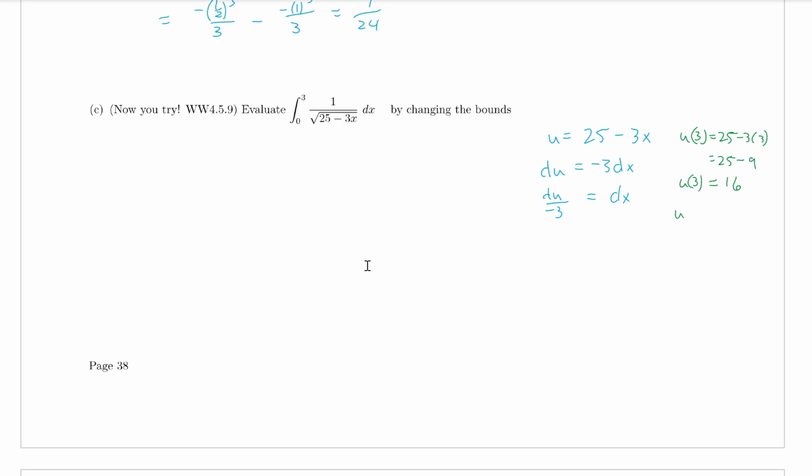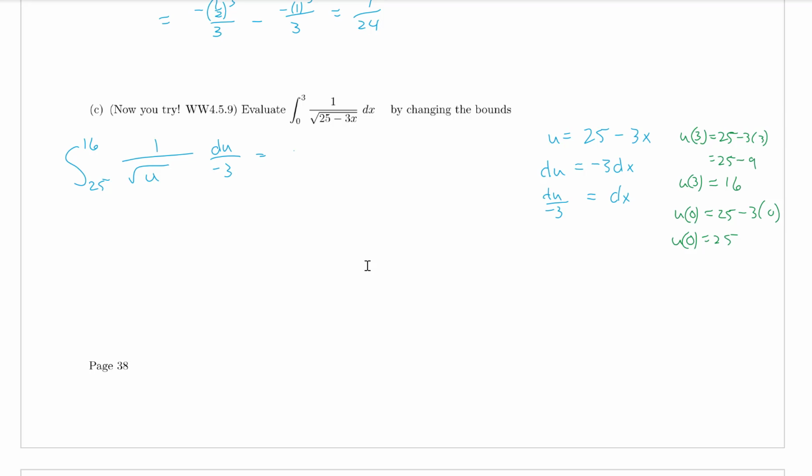And u of 0, which is 25 minus 3 times 0, which is 25. So when I convert my definite integral from x's to u's, I have to change the bounds. U of 0 was 25, u of 3 was 16, and then I'm going to rewrite my integrand using my u substitution. So I have 1 over the square root of u, and I have that dx is equal to du over negative 3. So I'm going to simplify this just one step.